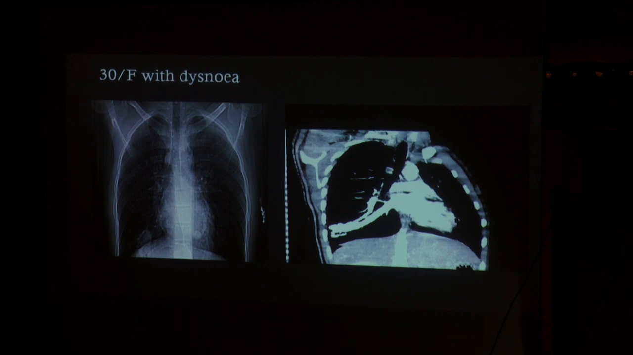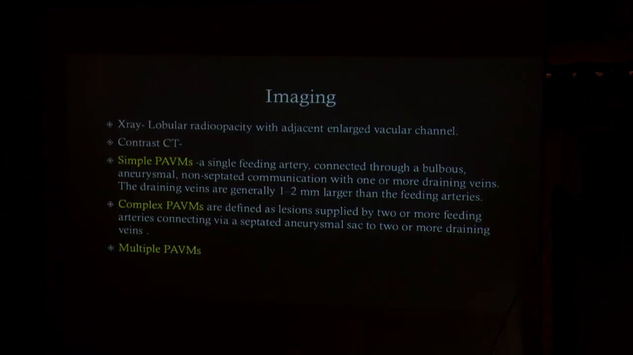So this is a CECT picture. You can see a well-defined mass where it is supplied by a feeding artery and early draining vein. Now, pulmonary AVM. So here are a few imaging features and classification of pulmonary AVMs. Pulmonary AVMs are classified based on the number of feeding arteries supplying it. It could be simple, complex or multiple. Simple pulmonary AVMs are those where you see a single feeding artery, and there can be more than one draining vein. Usually these draining veins are 1 to 2 mm larger than the feeding arteries.